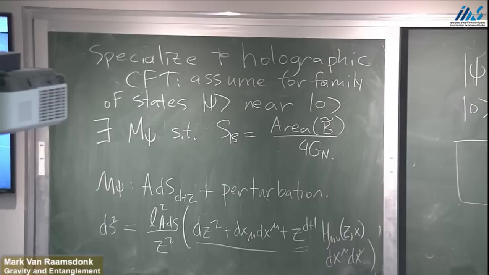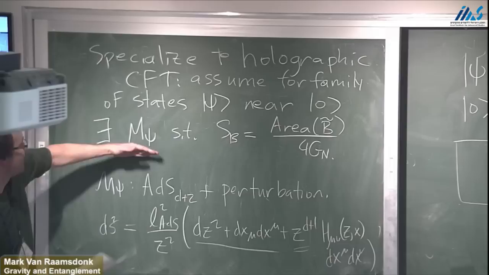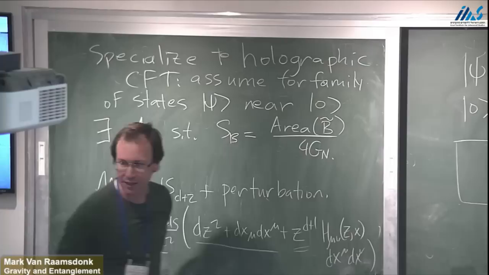So, we assume that for a family of states psi, there's some family of states such that there's a dual geometry. I mean, in some CFTs there could be more than one dual geometry. And then you're going to have Einstein's equation. Okay. Well, let's come back to it.